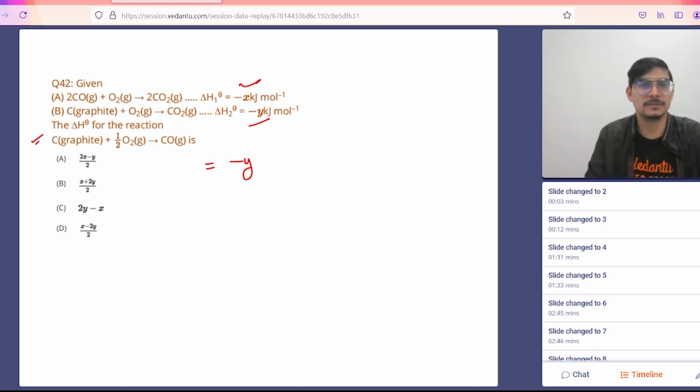Then oxygen comes in both the equations. Let's ignore it. Carbon monoxide comes on the product side with one coefficient. So let's take the first equation and reverse it. So minus x becomes plus x, and divided by 2, that is multiplied by half, so that the coefficient of carbon monoxide is 1. So the sign changed is plus and this is x by 2. So this would be (x minus 2y) divided by 2. So the correct answer is option D.